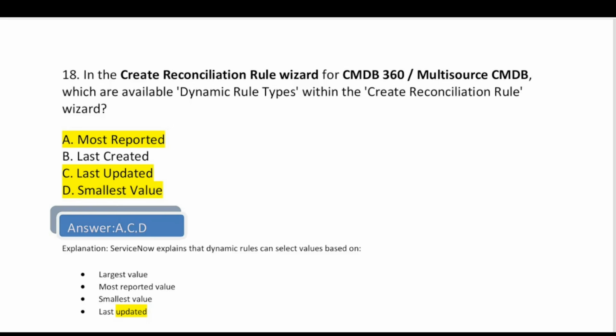Question is, in the create reconciliation rule wizard for CMDB 360 multi-source CMDB, which are available dynamic rule types within the create reconciliation rule wizard. Option A, most reported. Option B, last created. Option C, last updated. Option D, smallest value. Correct answer is option A, C and option D.